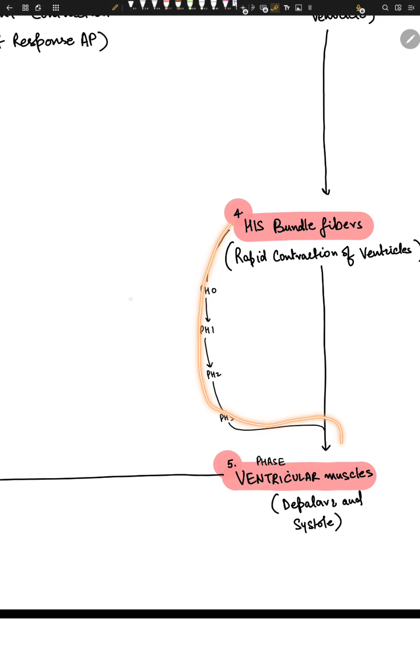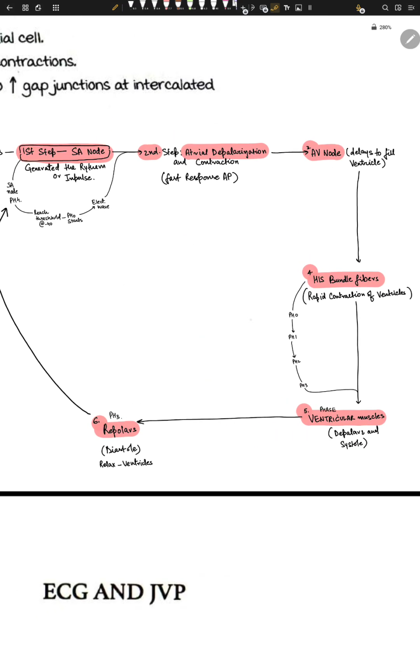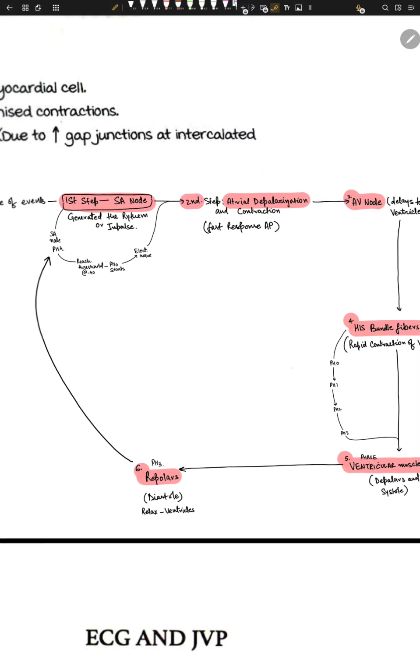Once all of these happen, the ventricular muscle gets depolarized, and this whole thing happens. And then we have this repolarization, phase 3.